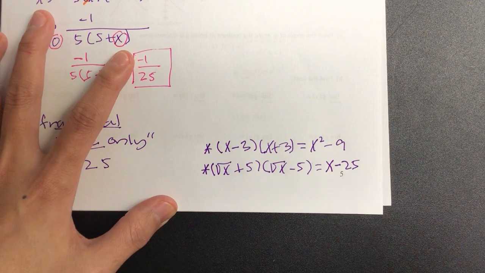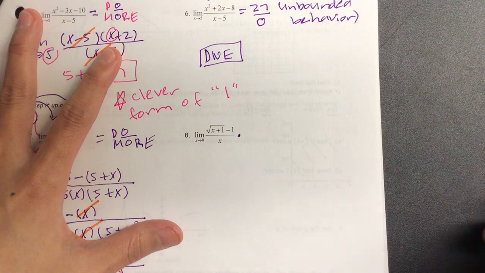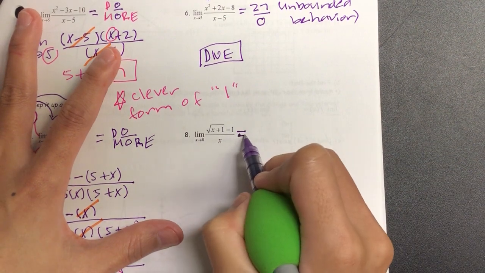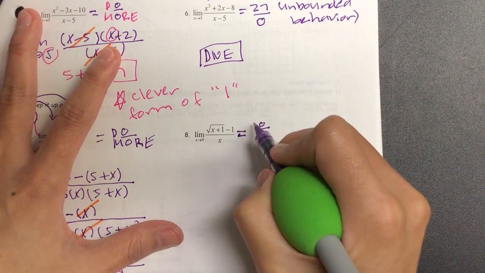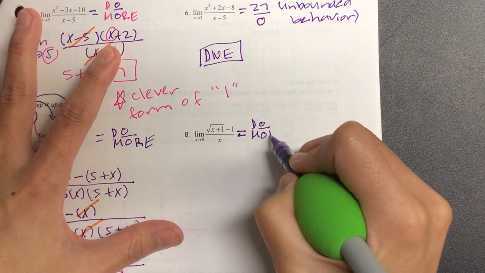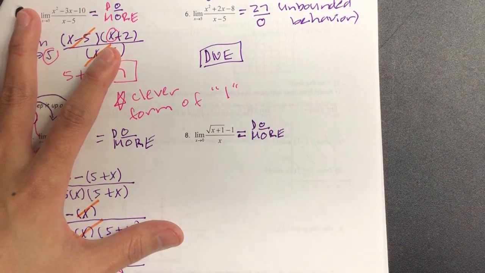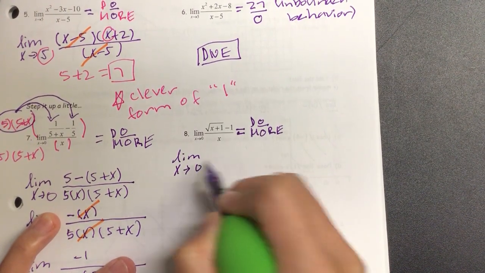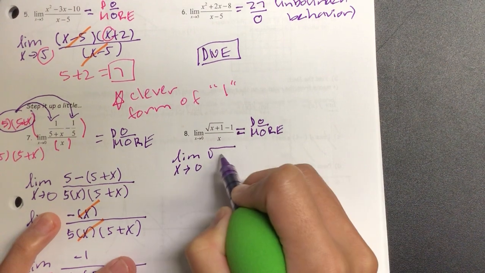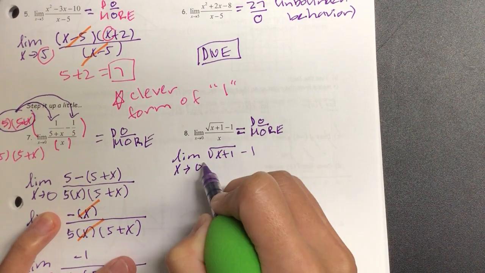Let's apply that on the ugly part with the radical here. So we're going to multiply by the clever form of 0, and before I do, I should have plugged it in. When I plug in the 0, we get 0 over 0. So yes, we're going to do more, but not factoring. So let's rewrite this problem. Limit as x approaches 0 of the radical of x plus 1 minus 1 all over x.